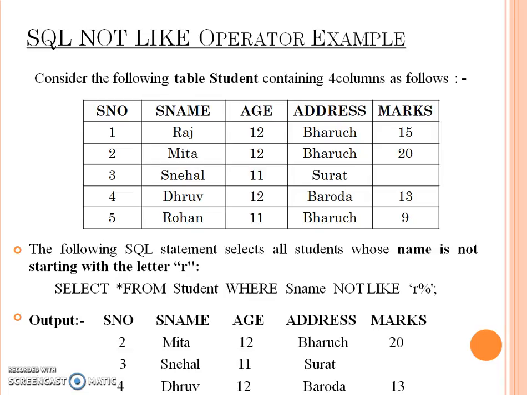Talking about the NOT operator, as I have told you before, it exactly reverses the case that is done with your LIKE operator. So NOT LIKE is the operator if we have to check the names of those students who are not starting with R. So NOT LIKE 'R%' means names of all the students who are not starting with R will be listed in that output. For LIKE 'R%' we were getting the output as Raj and Rohan, and exactly complementary to it, for NOT LIKE we are getting Mita, Snehal and Dhruv.